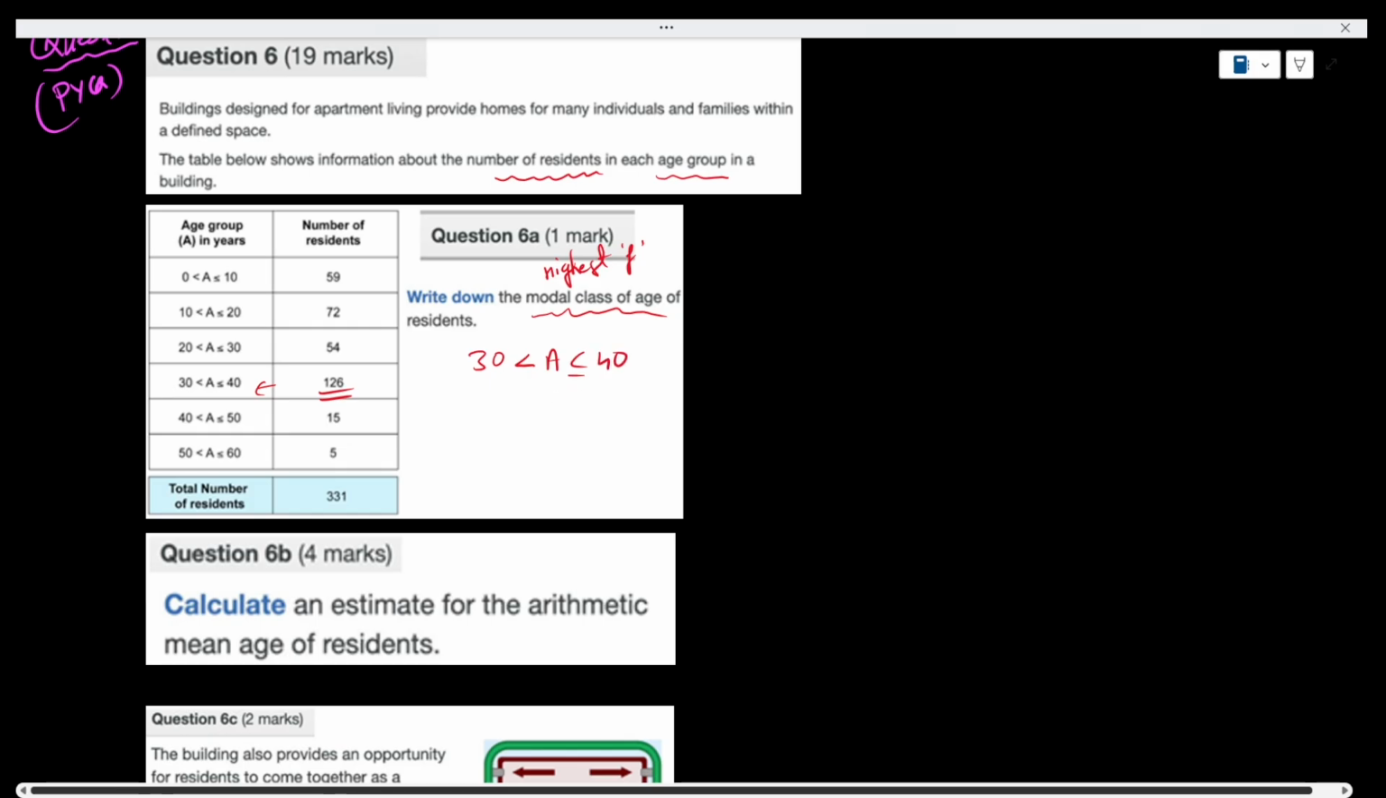Then after that, what do we need to find out? In the second part, you need to calculate the arithmetic mean, which means you need to find only the mean. Now, it is grouped data. We have discussed how we calculate the mean here.